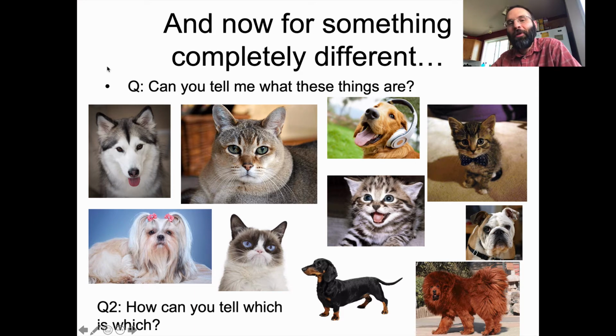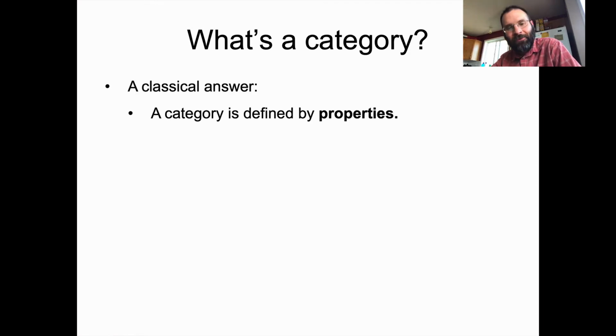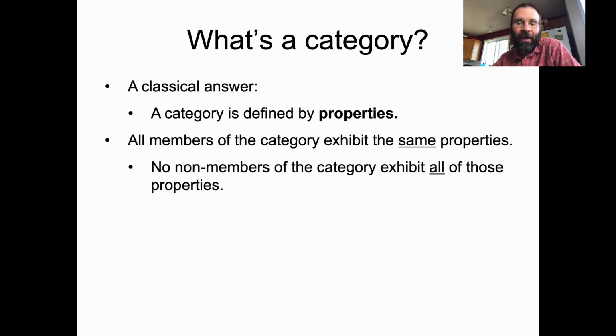I don't think there's any one property you can pick out. Maybe the whiskers. This dog kind of has whiskers. That is the thing to say, well, that's a cat or that's a dog. But in the classical world, that was exactly the way it's supposed to work. So all members of a classical category are supposed to exhibit the same properties, and no non-members of a category are supposed to exhibit all of those same properties.